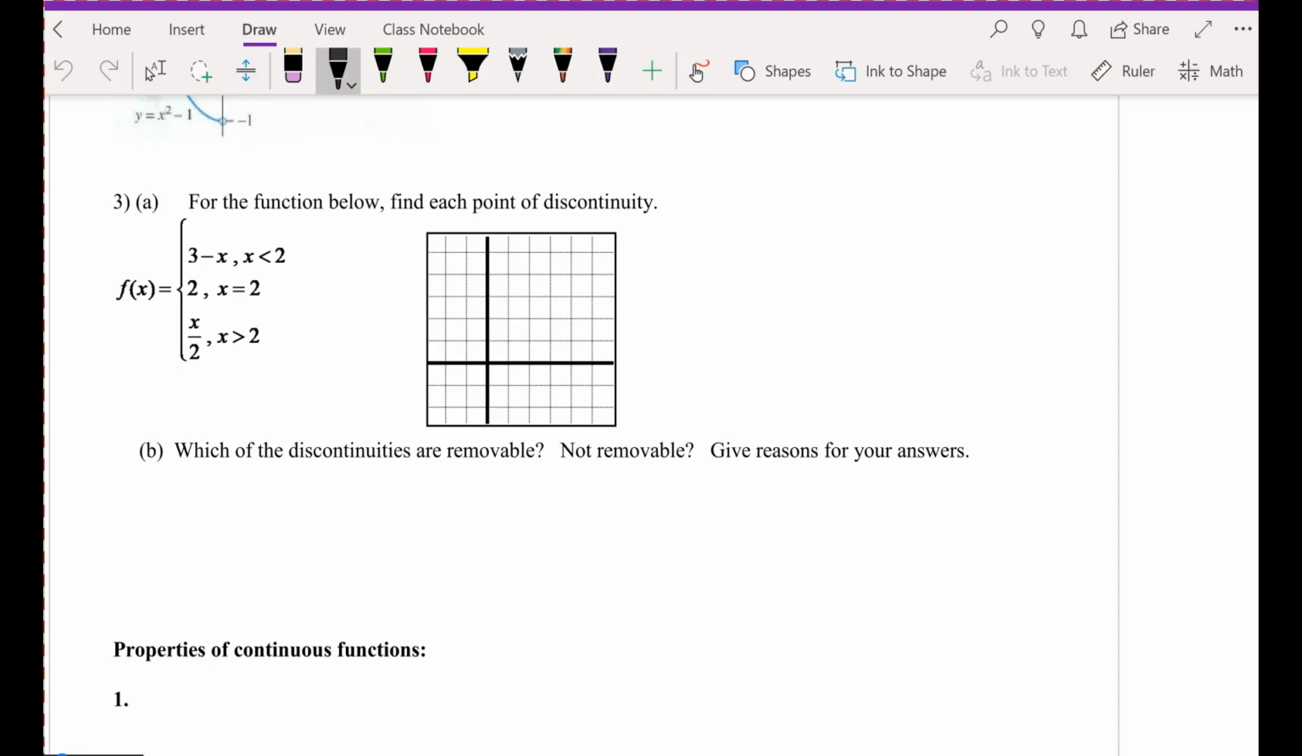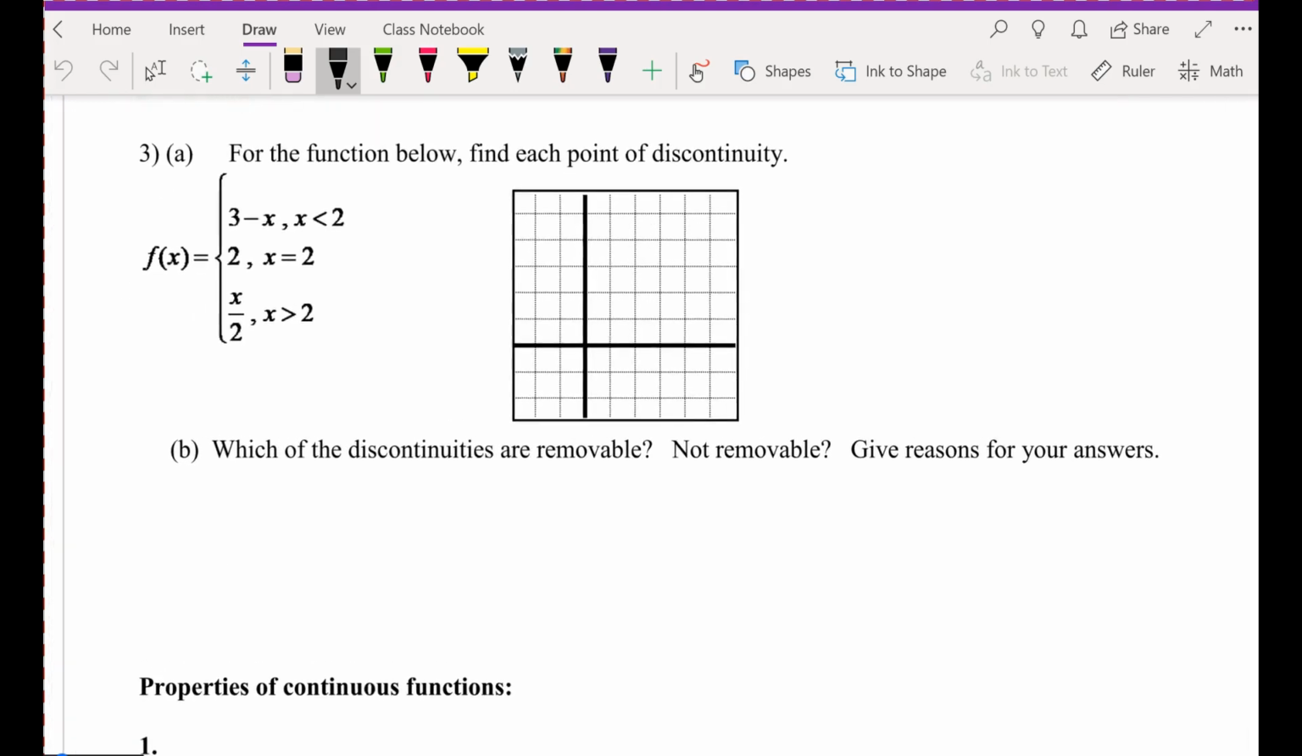Example 3, ready? For the function below, find each point of discontinuity. This is similar to last night's homework. I think that's like the exact same graph. When in doubt, you can totally graph it out.